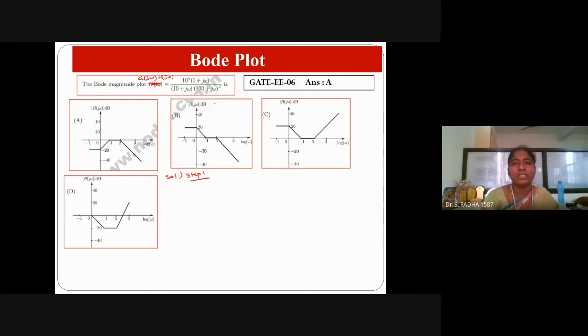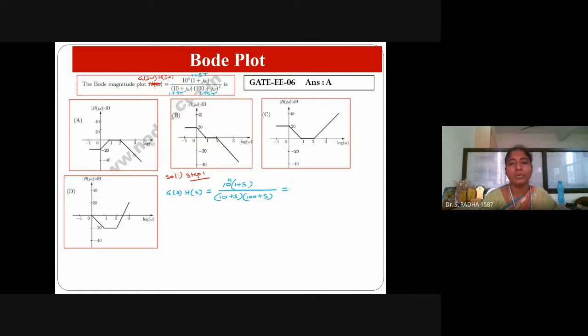The numerator is of the form 1 plus sT. The denominator is not of the form 1 plus sT, so we have to change it. Everything we have to change to 1 plus sT form. So the given G(s)H(s) is 10 power 4 into (1 plus s) divided by (10 plus s), where s means jω, then (100 plus s). This is what is present in the question.